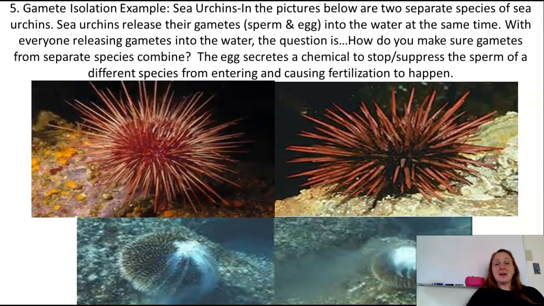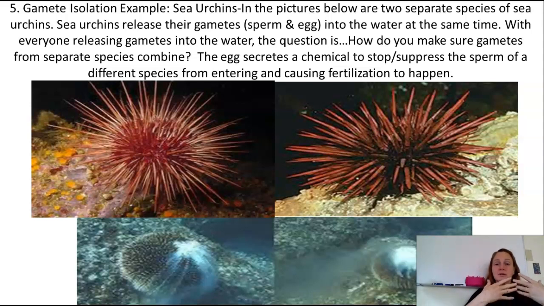Now with gamete isolation, this is really for species that are releasing their sperm and their egg into the environment. And so there is no other control mechanism. The cells are separate from the parental body, and so the parental has no control. And so what's happening at that cellular level?